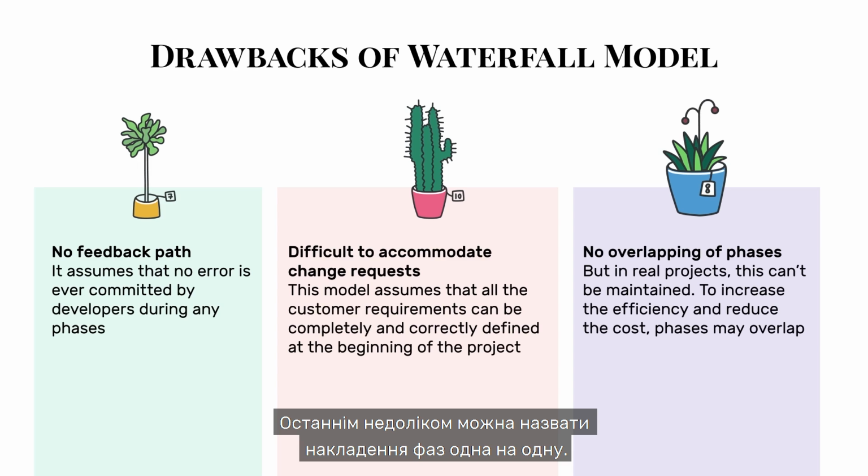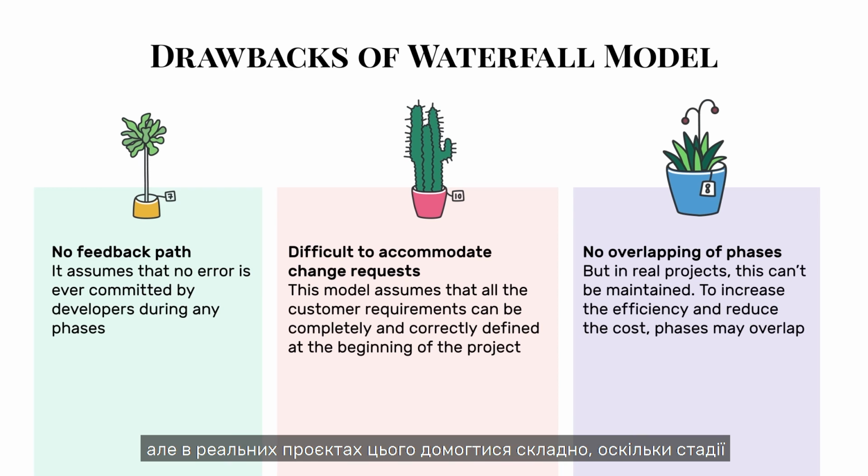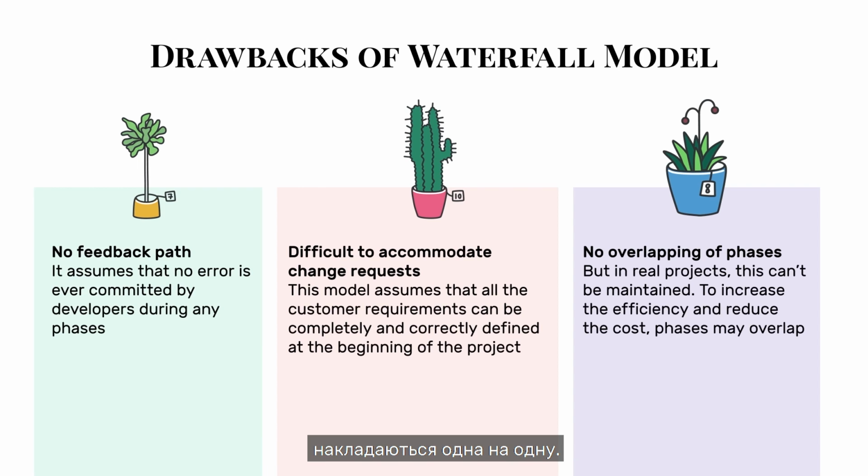A final drawback is the overlapping of phases. The model recommends that new phases can start only after the completion of the previous phase. But in real projects, this is very complicated to maintain because of course, it asks for overlapping between stages. So these are the key drawbacks of a classical waterfall model.